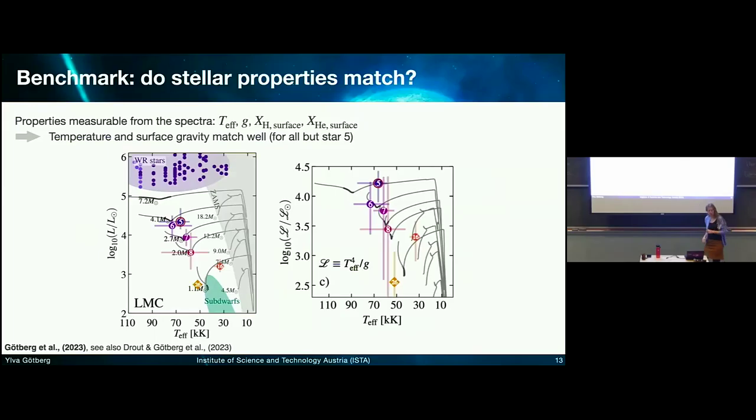Okay, so I would say for the other stars, what this shows is that actually we were not that off when it came to effective temperature, bolometric luminosity, surface gravity. That looks rather decent.